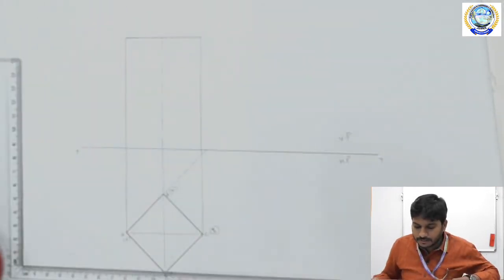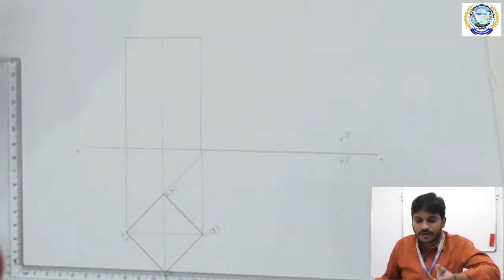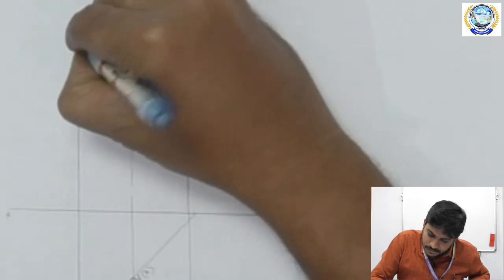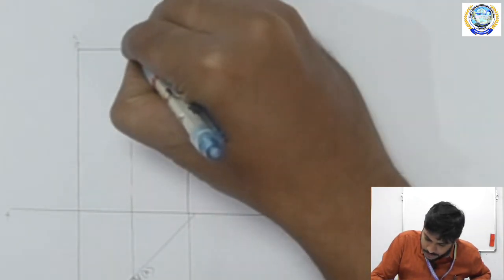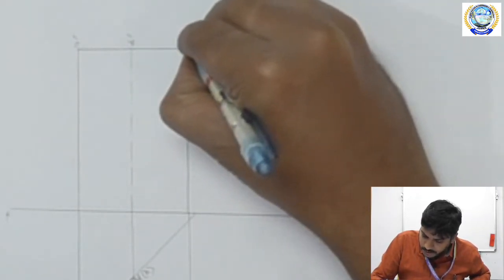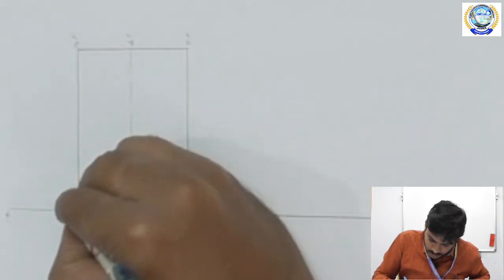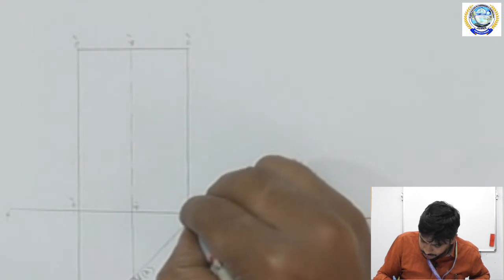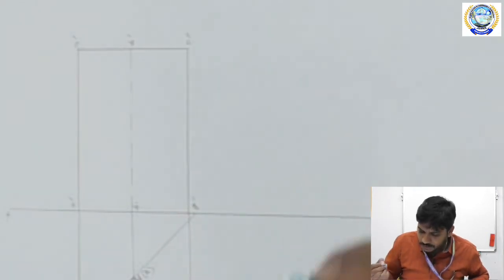This is the final front view of an object. This one A dash, here B dash, here C dash, here E dash, this one is H dash, this one is G dash.